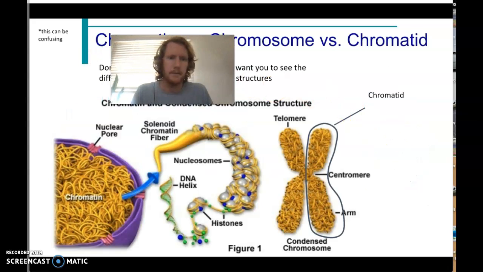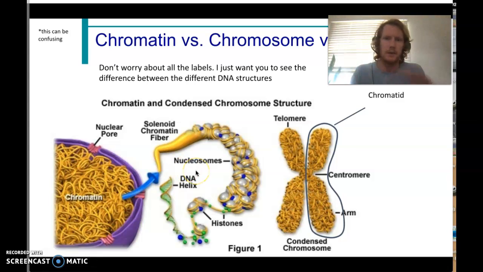So I just wanted you to see, don't worry about all these labels, just the difference between the different DNA structures. So on the left, we have our chromatin. That's like a bowl of spaghetti, loose DNA there in this nucleus here. And the nucleus is cut in half so you can see inside. Okay, then you see the DNA is surrounded by all these proteins and stuff. This is starting to condense, where it condenses to form this chromosome, right? Two chromatids connected. So each one of these two is an exact copy of each other there in that kind of X-shaped thing.